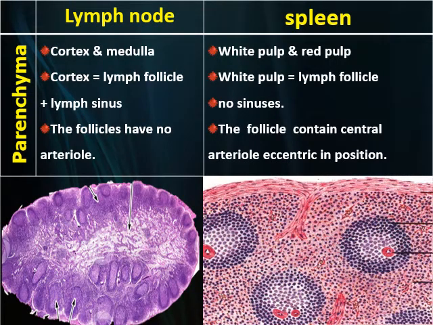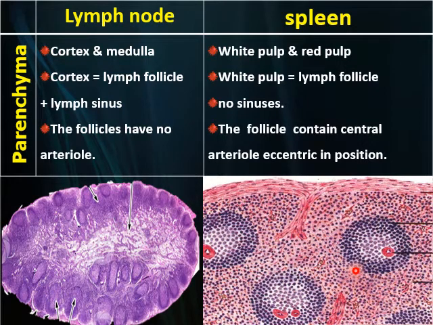Now, what about the parenchyma of the lymph node and spleen? For the lymph node, it is formed of cortex and medulla. For the spleen, it is formed of white pulp and red pulp. So, for the lymph node, it is formed of cortex and medulla, and for the spleen, of white pulp and red pulp.